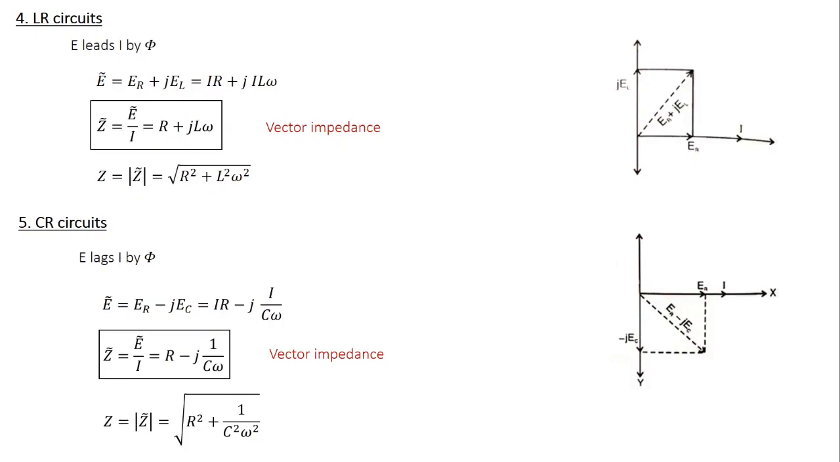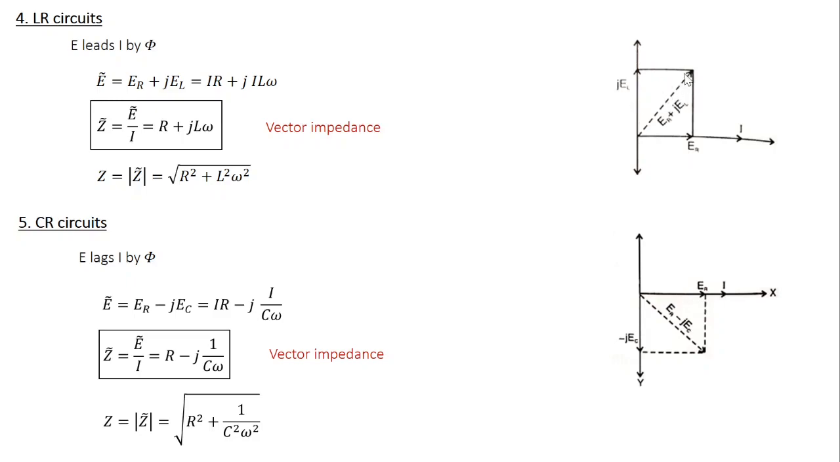Coming to the LR circuit, we have two components here. One is the in-phase component across the resistance, which is ER, and one is the out-of-phase component across the inductor, which is EL. Now compared to the in-phase component ER, EL leads by an angle 90 degrees, which is represented by multiplication with plus J. So along the x-axis I have ER, along the plus y-axis I have JEL.